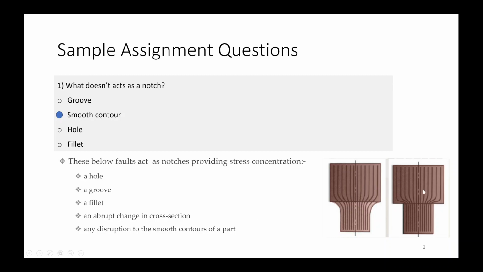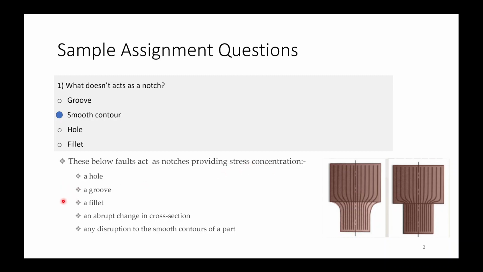Two different designs are shown here. In this one, the corners are smoothened out, so there will be less stress concentration at these points compared to this square type of shape. So these sharp corners act as notches providing stress concentration. A hole, for example where we use nut bolts, also acts as a stress concentration point.